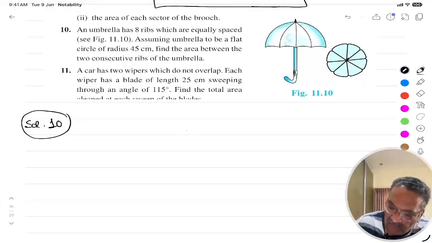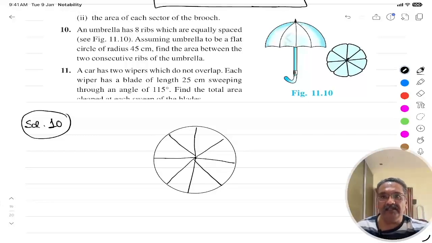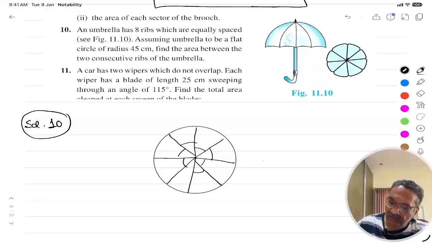See, they have told the umbrella is like a circle with how many ribs? 8 ribs. That is 1, 2, 3, 4, 5, 6, 7, 8. See, all these 8 ribs are equally placed, so all these angles will be the same. Alright. Okay. So what is the radius? Radius r is equal to the given 45 centimeters.